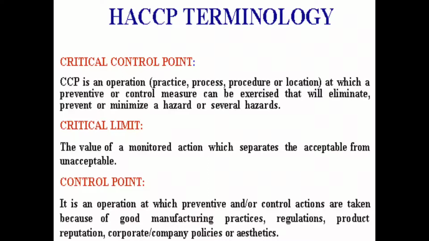Then what is HACCP? In HACCP we have to take into consideration the critical control point, the critical limit, and the critical point. So what exactly is the critical control point? It is also abbreviated as CCP. It is an operation at which a preventive or control measure can be exercised that will eliminate, prevent, or minimize a hazard or several hazards. Then the critical limit is the value of a monitored action which separates the acceptable from the unacceptable.